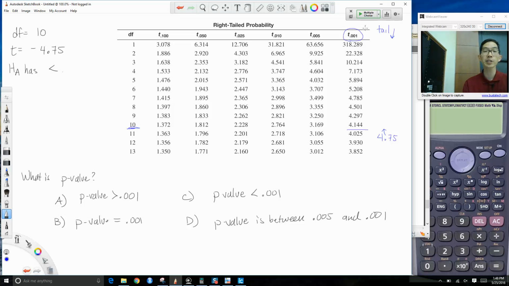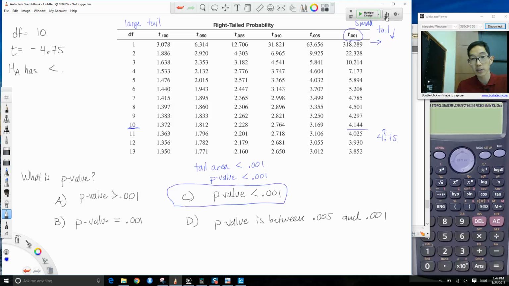So the question is, do I put my tail as greater than or less than this number? And what we see is that as far as tail numbers go, we have large tails on this side and small tails on this side. So because we're on this side, our tail area is going to be smaller than 0.001. So our tail area is less than 0.001. Because our alternative has a less than sign, our corresponding p-value will also be less than 0.001. So our answer choice is C.